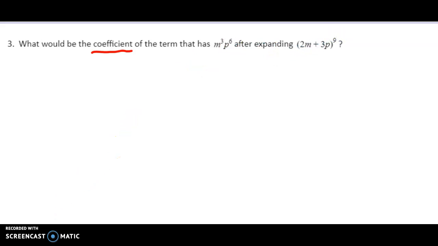So let's take a look here. I'm going to start off with, if it's m to the third p to the sixth, that means that eventually it's going to be 2m to the third power, 3p to the sixth power, right? But we need that coefficient in front. If you were to go to Pascal's triangle, you can use the ninth row to figure that out. But in this lesson, I'm focusing on the combination formula.